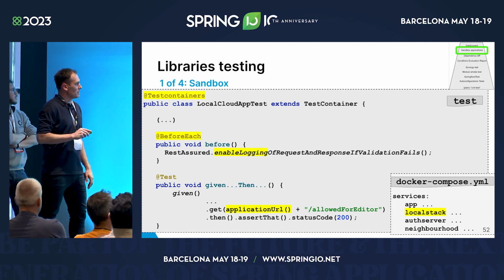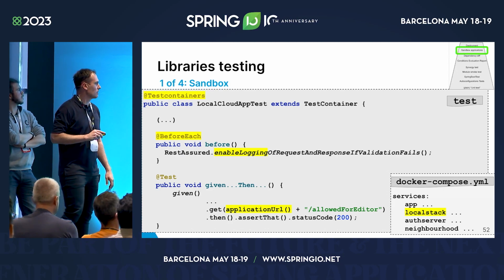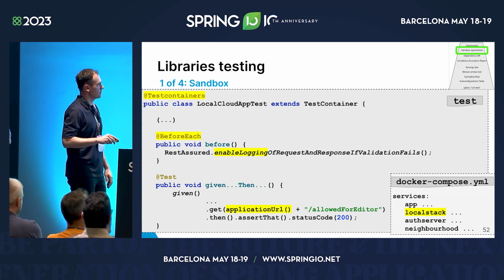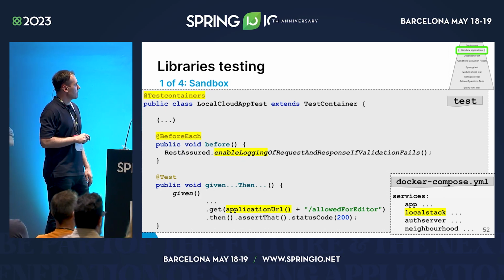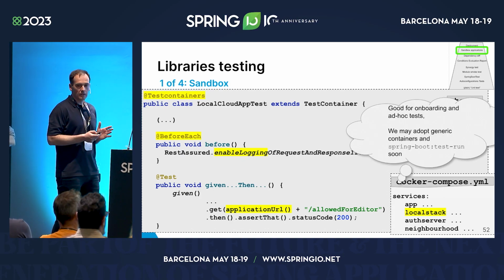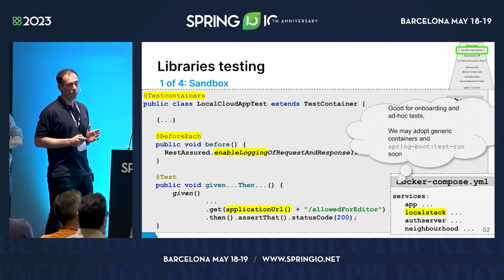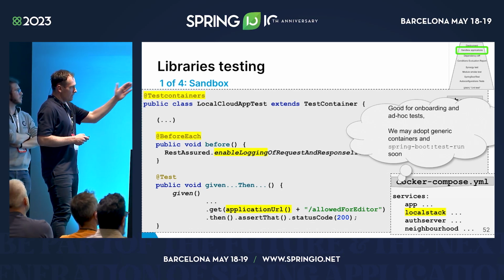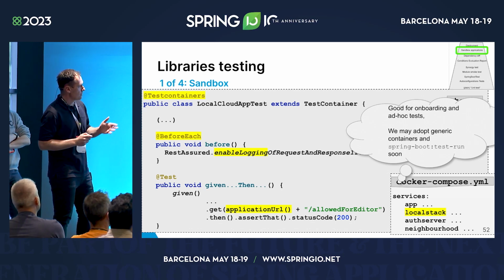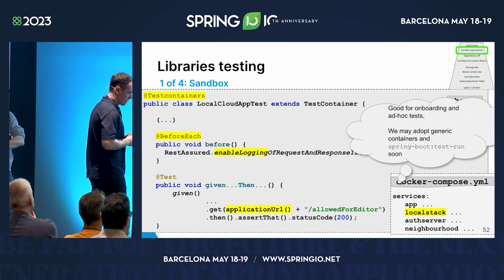Before each, we just enable a lot of logging, just in case something goes wrong. We assert the application URL, a typical Docker Compose stack, nothing really to say about it. But the good thing about these tests, we really like them. They are very good for onboarding, ad hoc tests, and chaos engineering. And as I said, we may adopt the generic containers approach really soon, because I really like that.